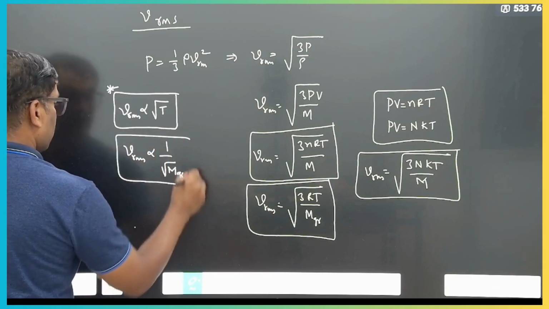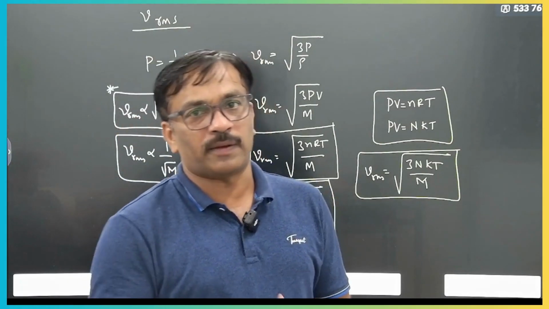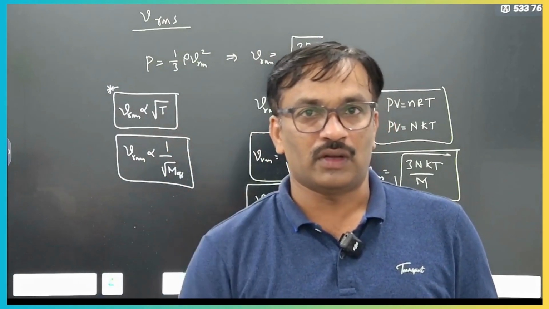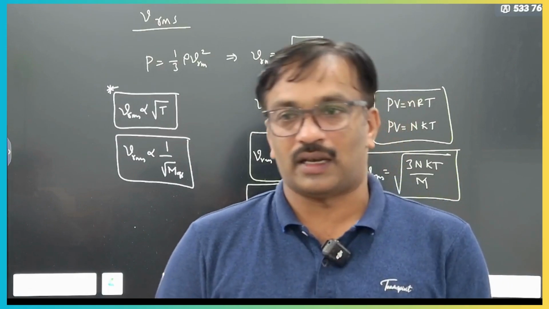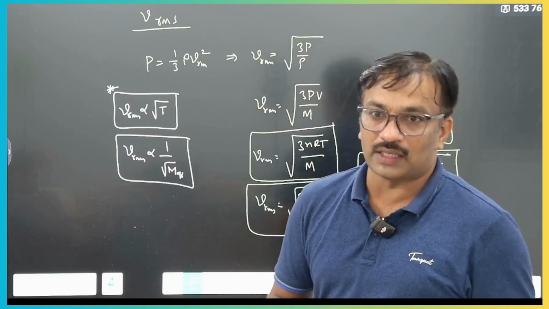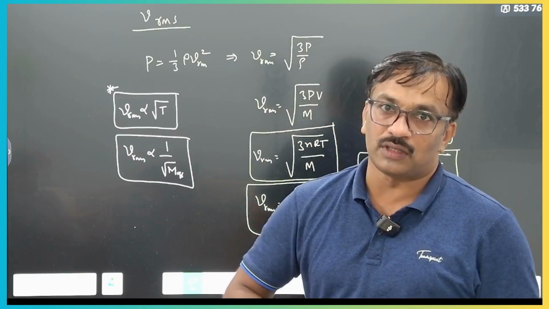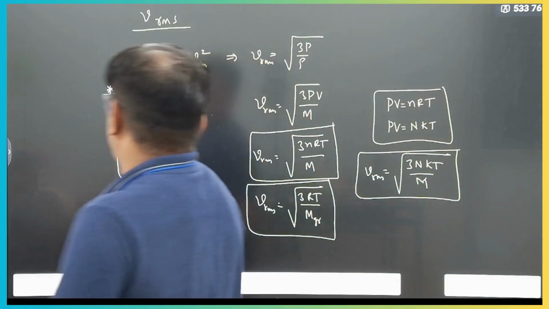That means heavier gas molecules. Heavier gas molecule means what? Like a nitrogen gas molecule. Compared to a hydrogen gas molecule, a nitrogen gas molecule is slightly heavier. So heavier molecules will have less RMS speed, and lighter molecules will have higher RMS speed.